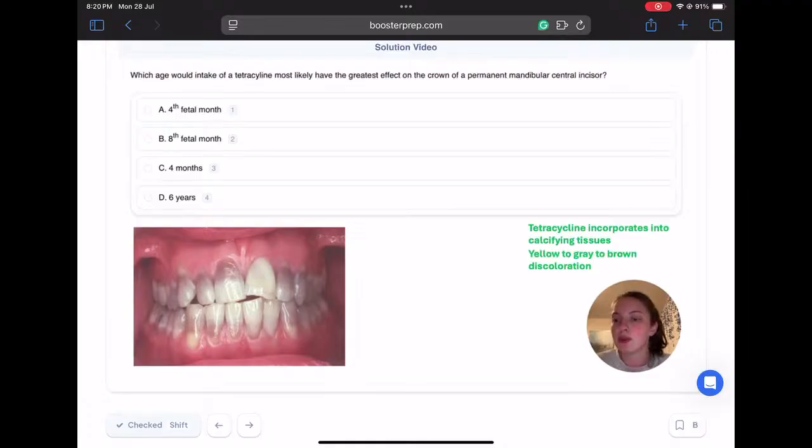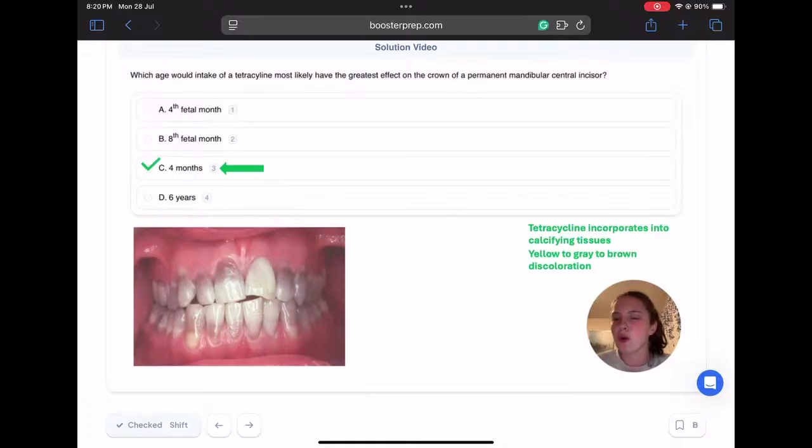We know it occurs after birth because it's a permanent tooth, and this tooth is already erupting by age 6, so the crown of the permanent mandibular central incisor must be calcifying around 4 months, making it the time period when tetracycline would have the greatest effect. The permanent mandibular central incisor begins calcification around 3 to 4 months, and the crown is complete around 4 to 5 years, with the tooth eruption occurring between 6 and 7 years of age.